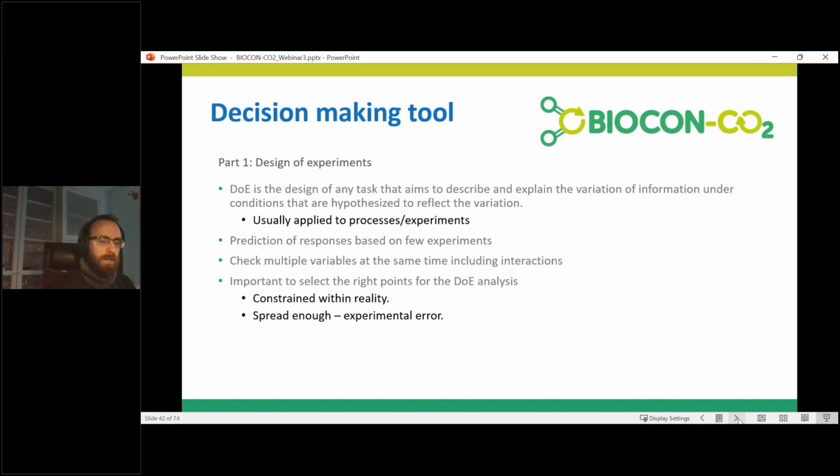Of course, you want to have some prediction capabilities, and what DOE allows you is to have these prediction capabilities along with studying multiple variables at the same time, including interactions, as I mentioned before. But it is important to keep your feet on the ground and constrain your system to reality. Because at the end of the day, you have to perform the experiments, so you cannot, for example, put a set of data points too close together, because you will enter into the realm of the experimental error.